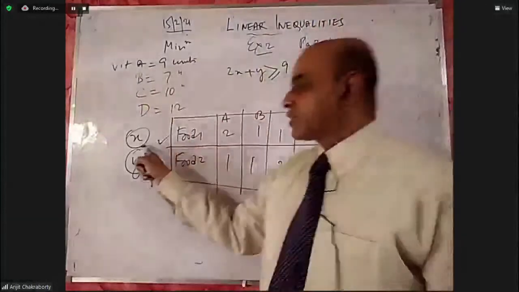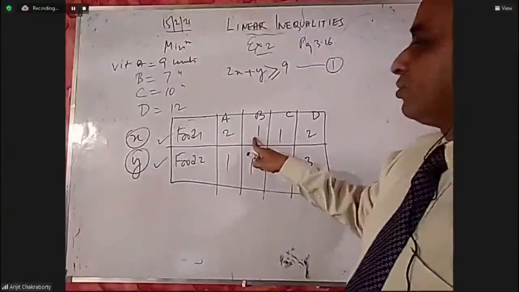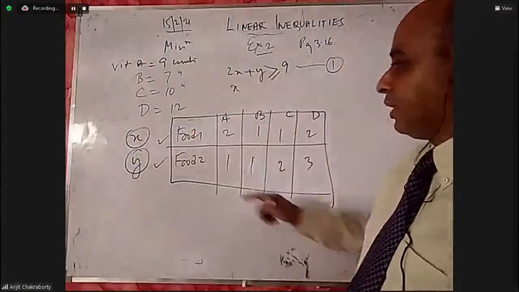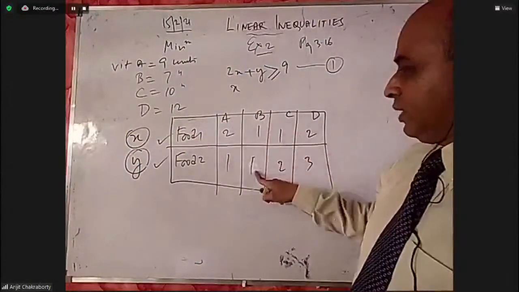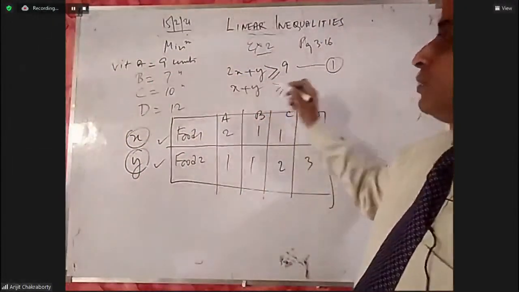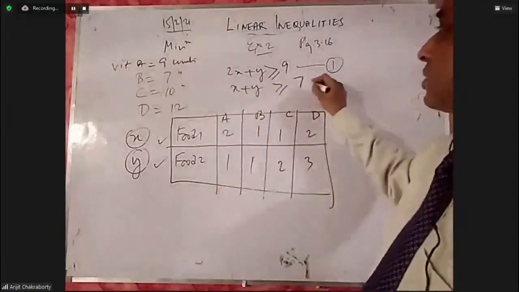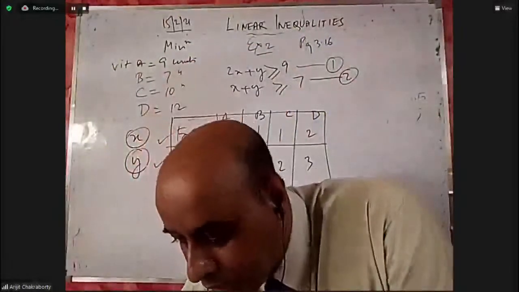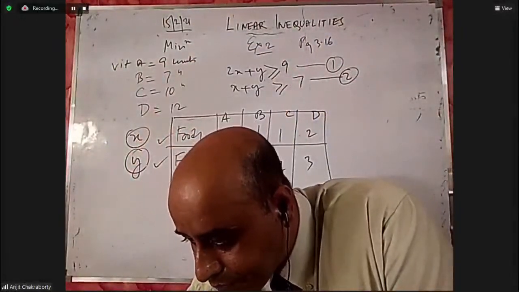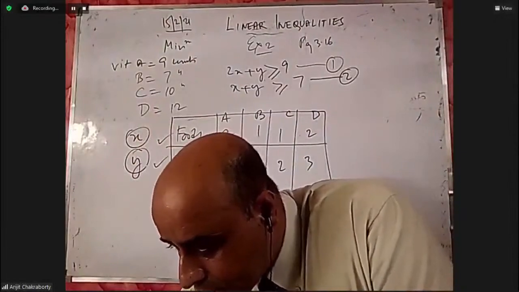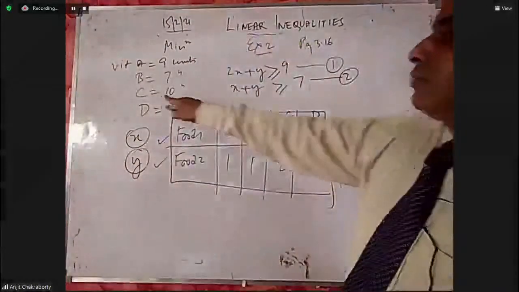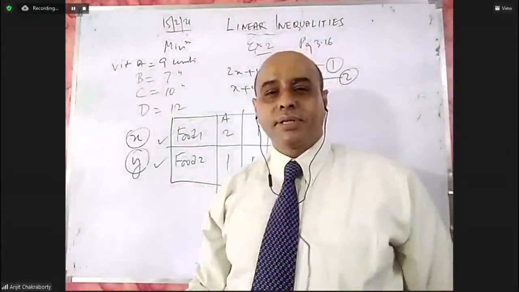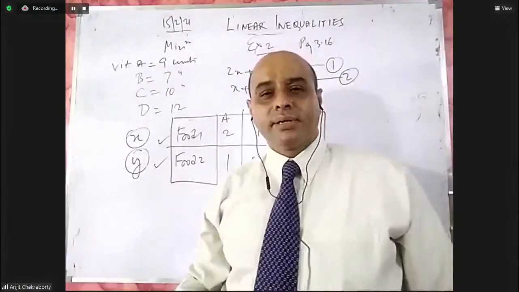I am mixing X units of food 1, and for B I have 1, so I'll write X. I'm mixing Y units, vitamin B I have 1, so X plus Y, and this must be greater than or equal to 7. This is the second condition. So I've done the inequality for vitamin A and vitamin B. Now we have the last two, vitamin C and vitamin D. Vitamin C builds up the internal organs, makes you strong, and is an antioxidant.